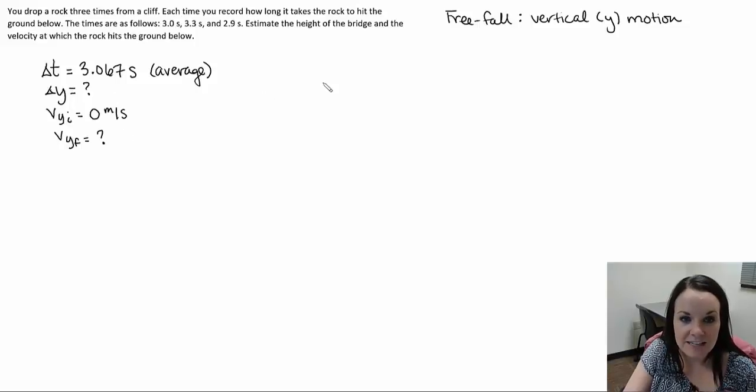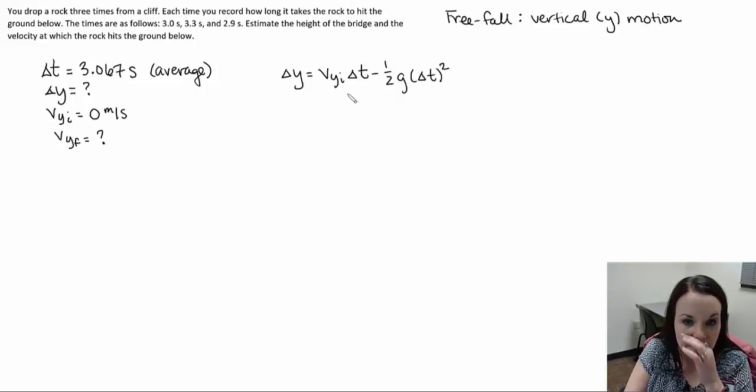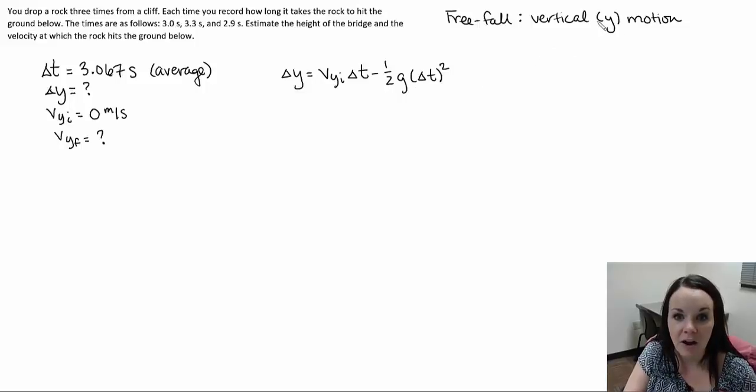So to start out, to find delta y, or the vertical displacement, we're going to use the equation here. It's one of our kinematic equations. It says delta y equals the initial velocity times time minus 1/2 times g times delta t squared. Now notice how I picked the equation that has y's in it because we are in free fall. And that one also includes a negative sign plus g for gravity. Remember, free fall is only acted upon by gravity.